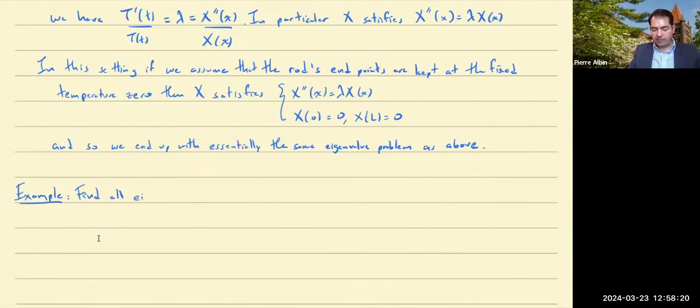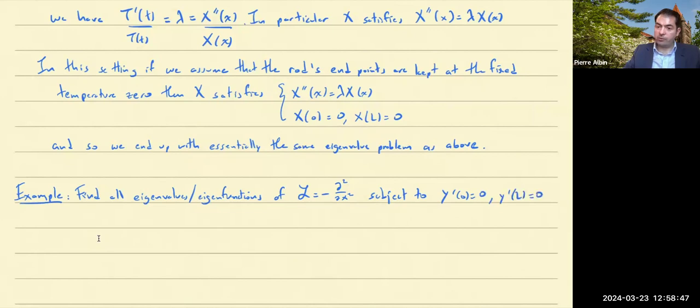Find all eigenvalues and eigenfunctions of L given by minus a second derivative, subject to y prime of 0 is equal to 0, y prime of L is equal to 0, where again, L is a positive constant.